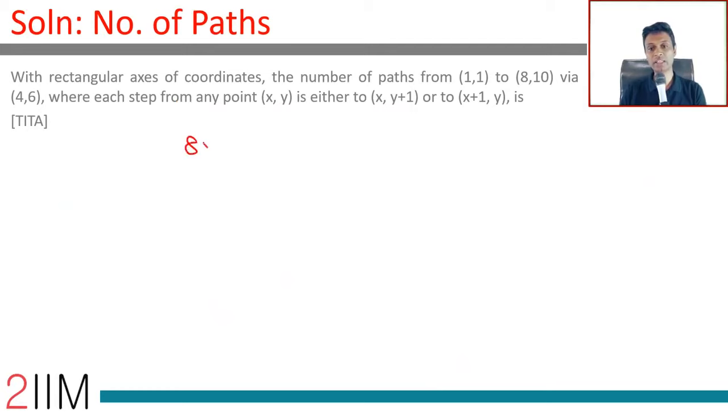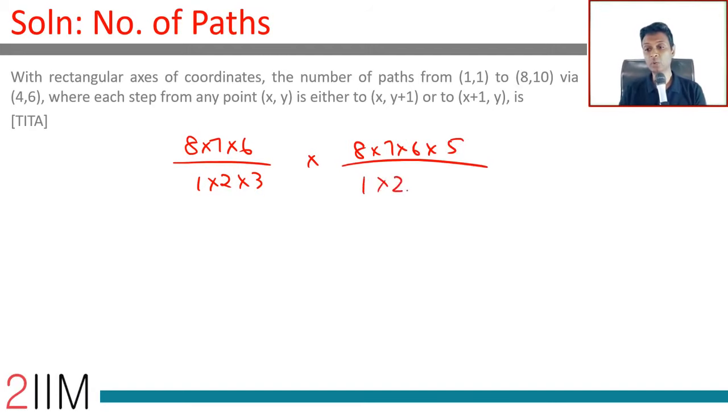So 8 into 7 into 6 by 1 into 2 into 3 into 8 into 7 into 6 into 5 by 1 into 2 into 3 into 4. This is all we need to find. 2 into 3 is 6, gone. 2 into 3 is 6, gone. 8 by 4 is 2.